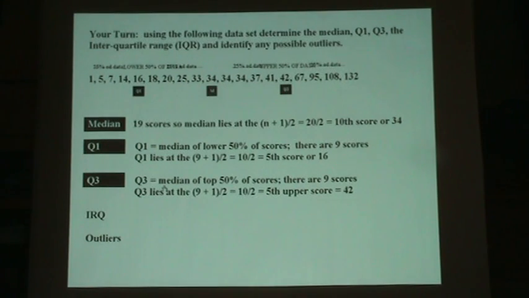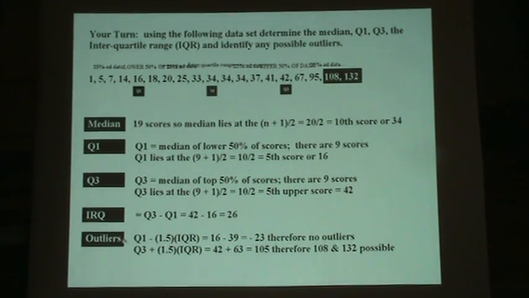Q3, that's the median of the top 50% of the scores, and there are 9 scores in the top. So Q3 lies at the 9 plus 1 divided by 2, 10 divided by 2. The 5th upper score, 1, 2, 3, 4, 5, so there's Q3. Our interquartile range is Q3 minus Q1, which would be 42 minus 16, so our interquartile range is 26.